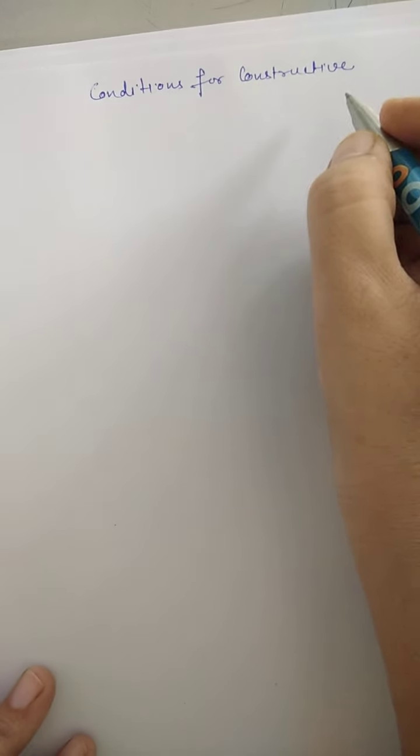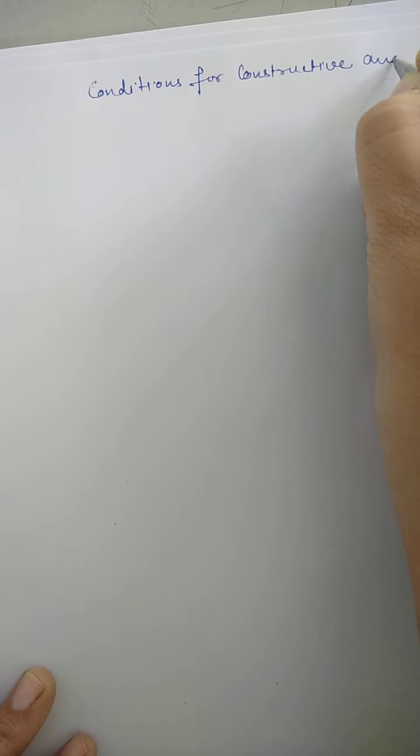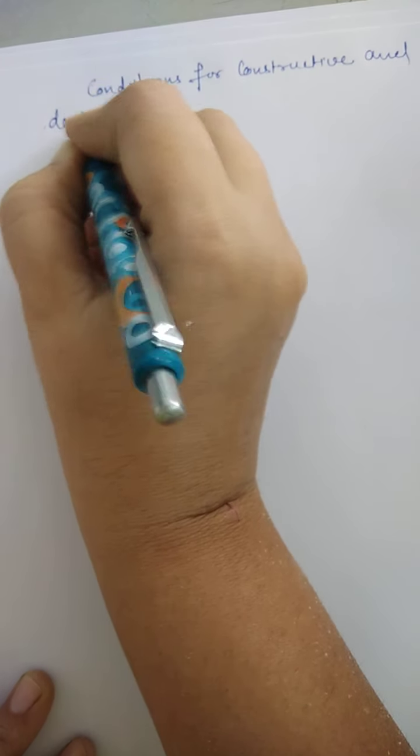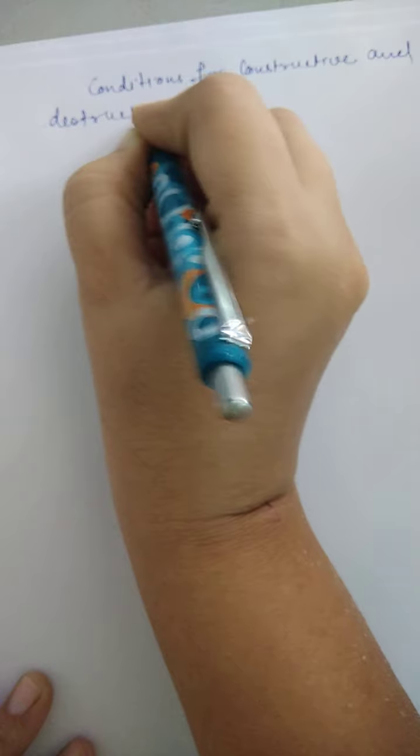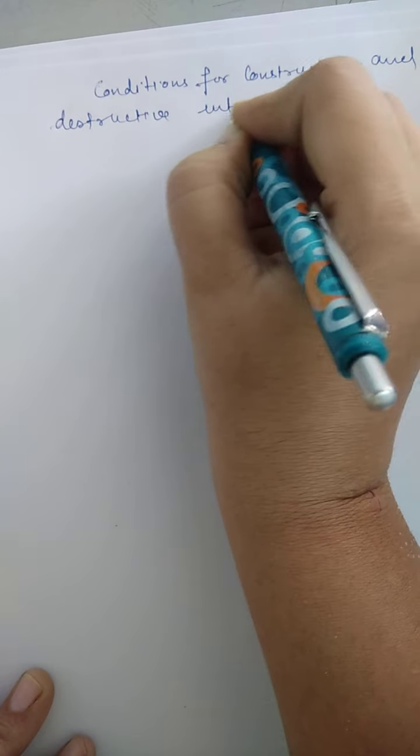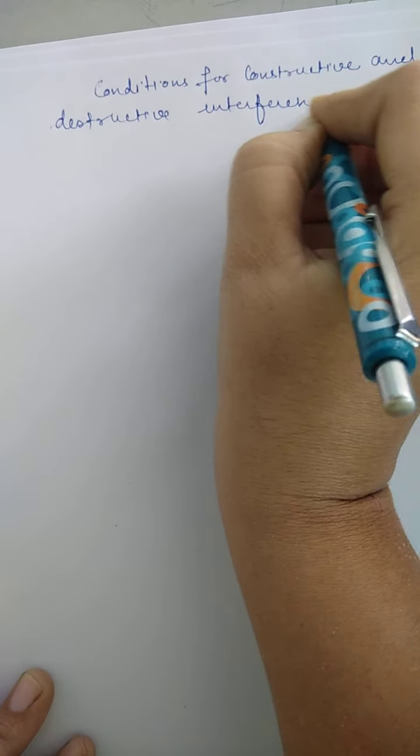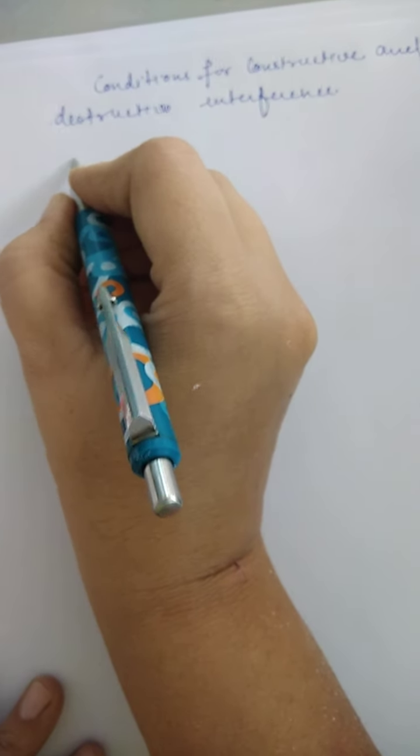Good morning, student. Today we are discussing the condition for constructive and destructive interference. In the last lecture we discussed that there are two sources.